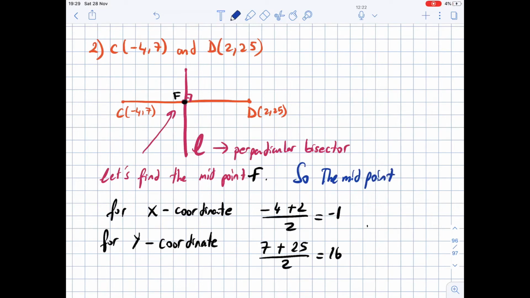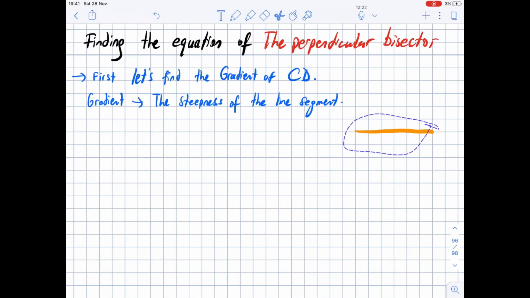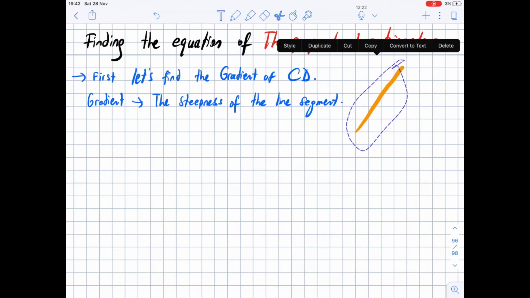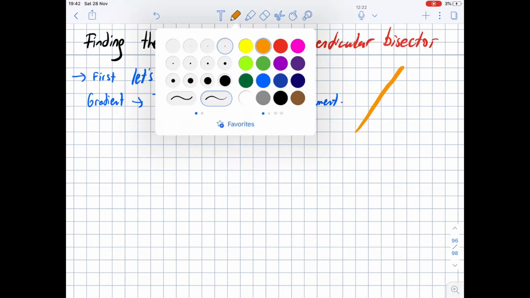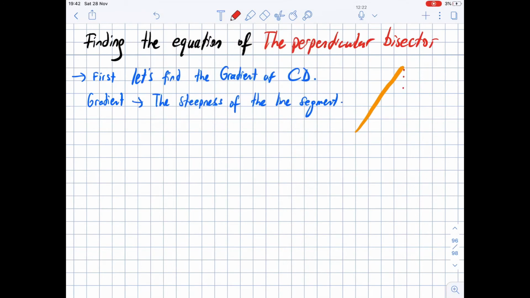So the midpoint F is the coordinate -1 and 16. Okay, let's move on. I'm going to talk about gradient. We have a line segment here, and I'm moving it up a little bit and down. We need to know that gradient is the steepness of the line segment, or how steep a slope is.